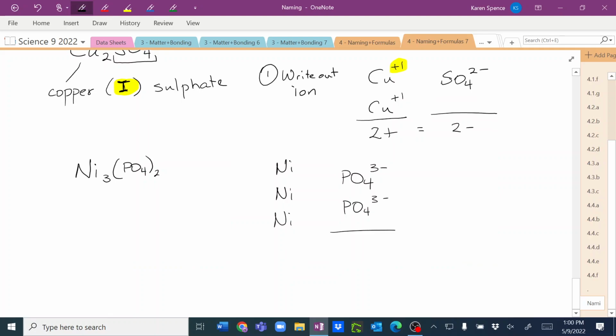So our total negative is -6, and our total positive is +6. That does not mean it's going to be nickel 6 phosphate. Okay? What's the charge on each individual nickel? 2. So that means it's going to be nickel, Roman numeral 2, because that's the charge on each individual nickel, phosphate.